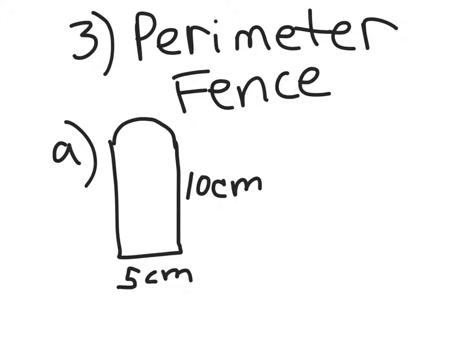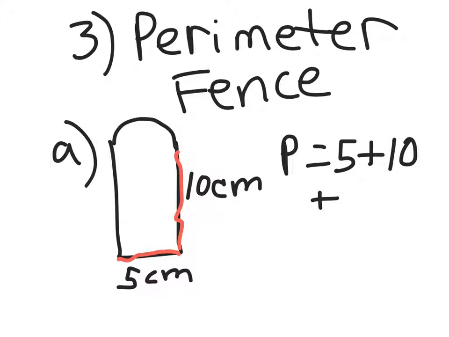Okay, now if I'm building a fence, I have to remember that I'm including all the sides. So far, I've got perimeter equals, and what I have is this piece, and that piece would be 5. Plus, I've got this piece would be 10, plus, remember I need to enclose the entire shape, so I'm looking at this side. That side is the same as this side, so I need to add another 10, even though there's not a number here. I know that that's 10, so I'm going to add another 10.